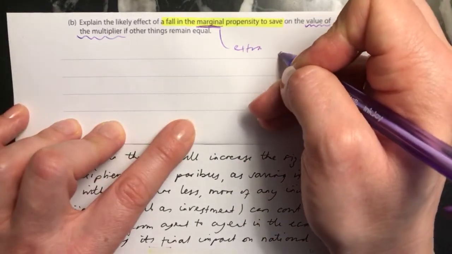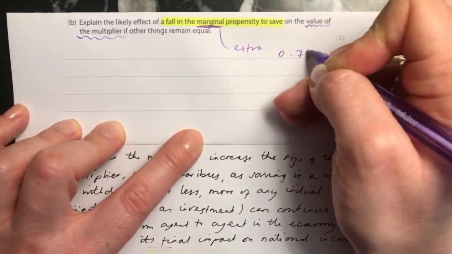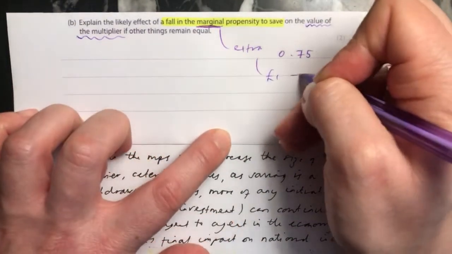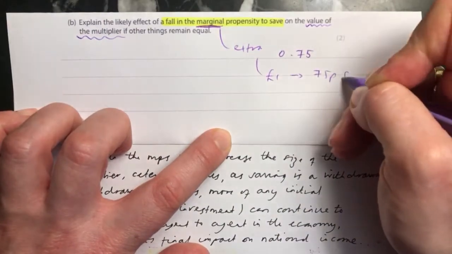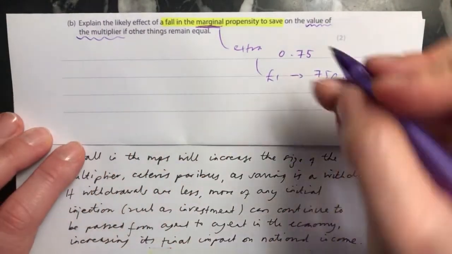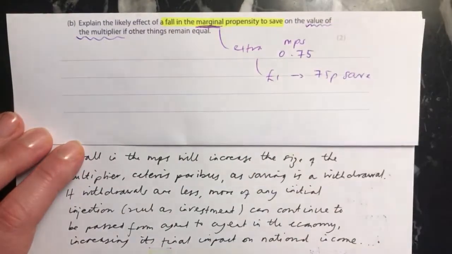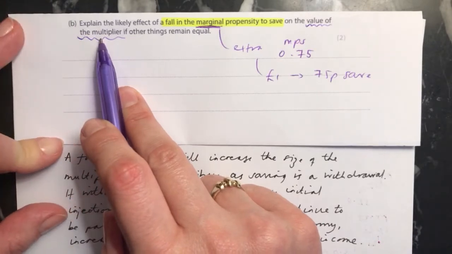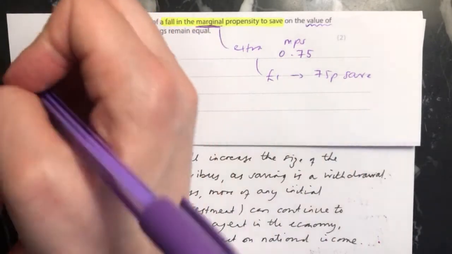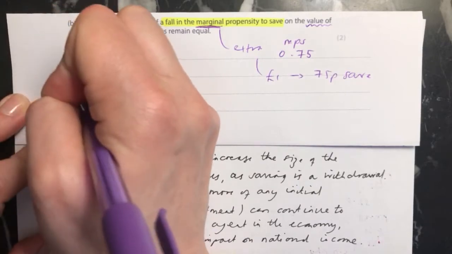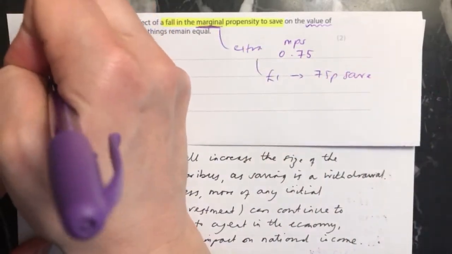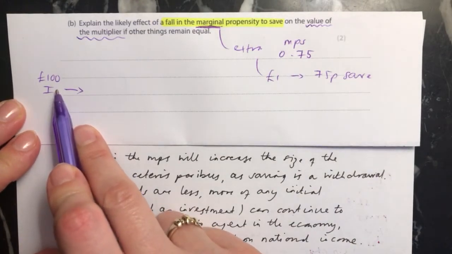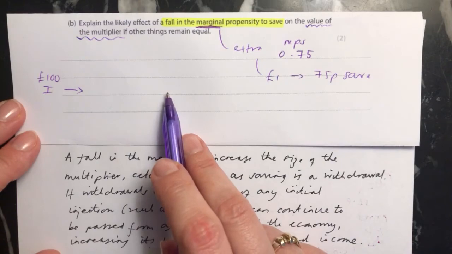So remember that if your marginal propensity to save is 0.75, for example, if you got an extra £1, 75 pence of that you would choose to save. And we know that the multiplier looks at if you have an injection into the economy. So for example, if you have investment into the economy of £100, the multiplier is how much of an impact this £100 investment finally has on the economy, on national income.